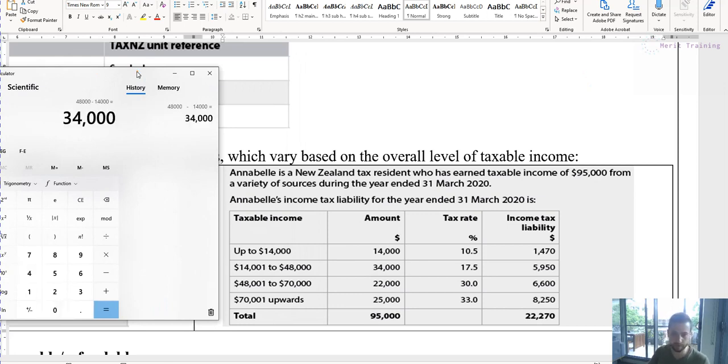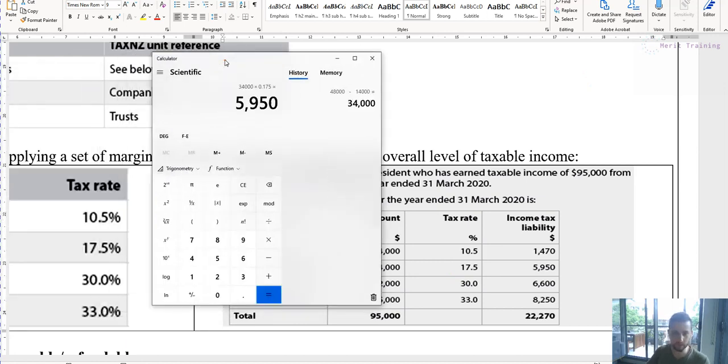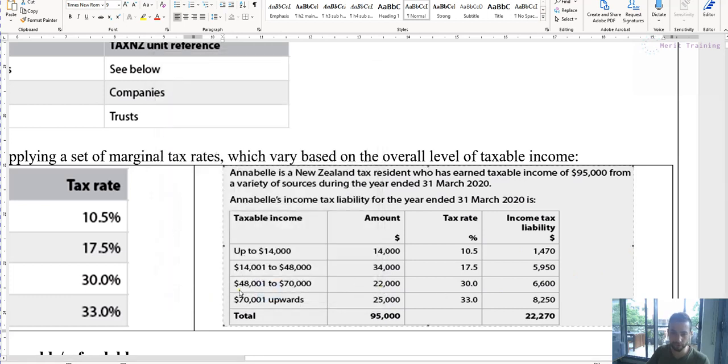Yeah, there's $1 there, but it's inclusive of both the starting and ending number. So 34,000, then we times it by the tax rate for that bracket. So you go 0.175, that goes to 5,950. Okay, so you do that for all of the brackets. So you do this one, that's a 22,000 difference. You times that by 30%, that equals 6,600.